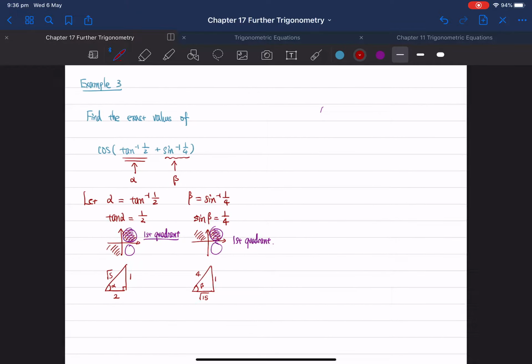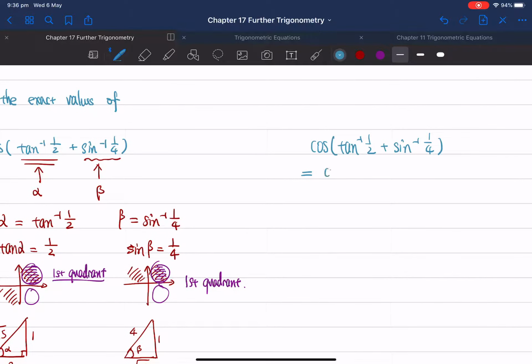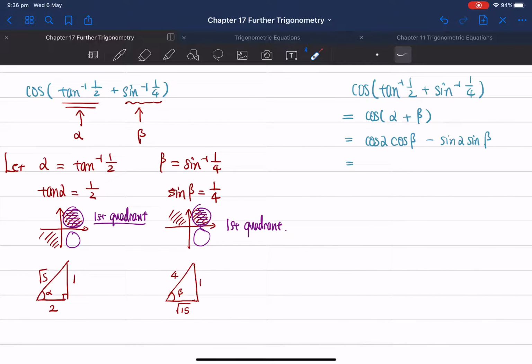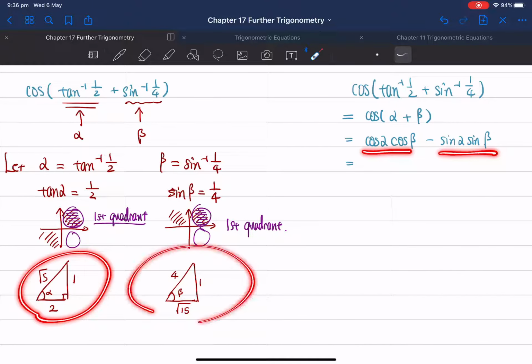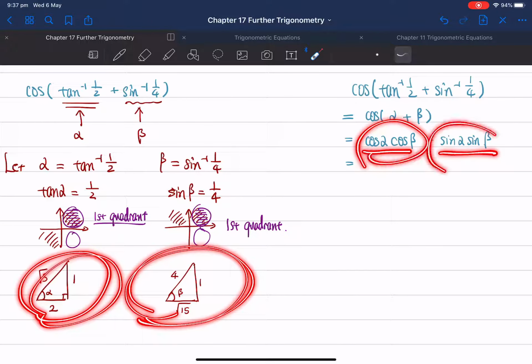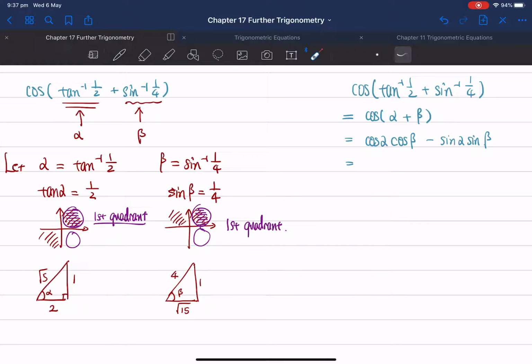Now let's start the question. I'm just going to do it on the right-hand side to save some space. Also, I have an unlimited number of pages using the software. So I've got cosine of alpha plus beta. This is where we use the compound angle formula: cosine alpha cosine beta minus sine alpha sine beta. Why do we need the right angle triangles? Because now you're just going to use these two triangles to work out sine alpha, sine beta, and cos beta.